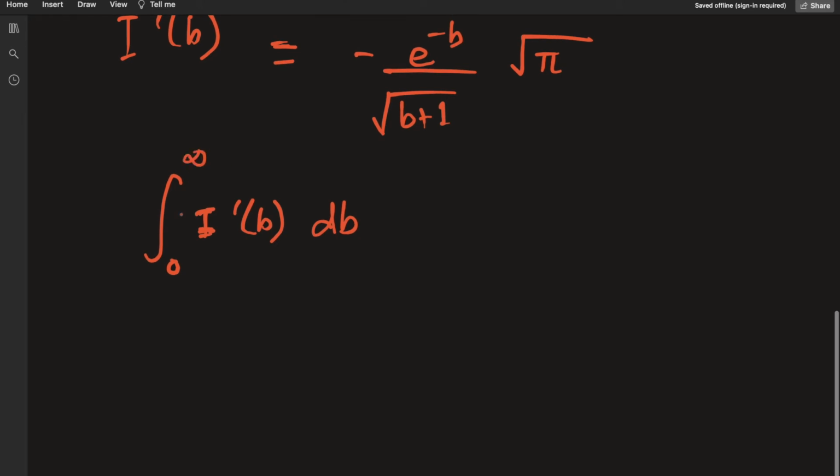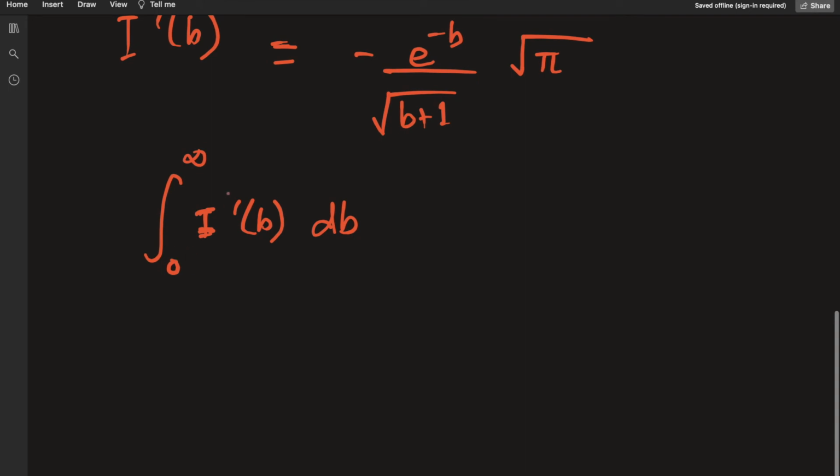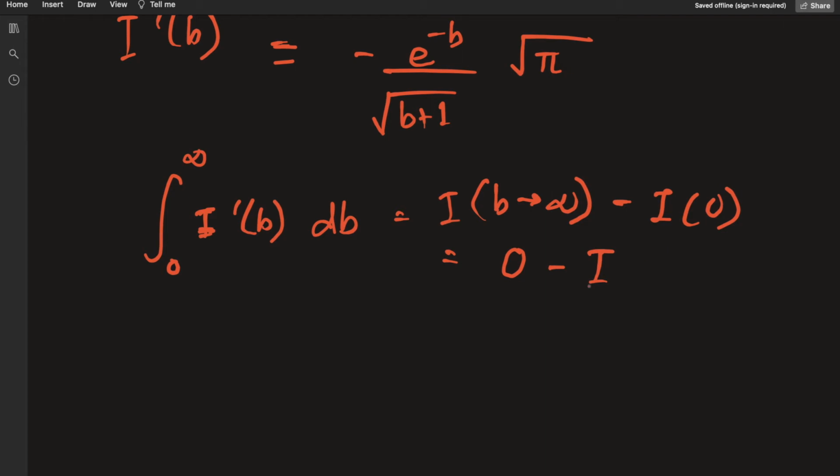Actually infinity, as I discussed, b goes to infinity, and 0 value is what we need, because when b is 0, this exponential term that we introduced goes to 1, and we end up with the original I, the question that we had to calculate. That's why I took a 0 and I took an infinity, because that will just become I as b tends to infinity minus I of 0. I as b tends to infinity, as I discussed, is 0 minus the original integral that we had to calculate.